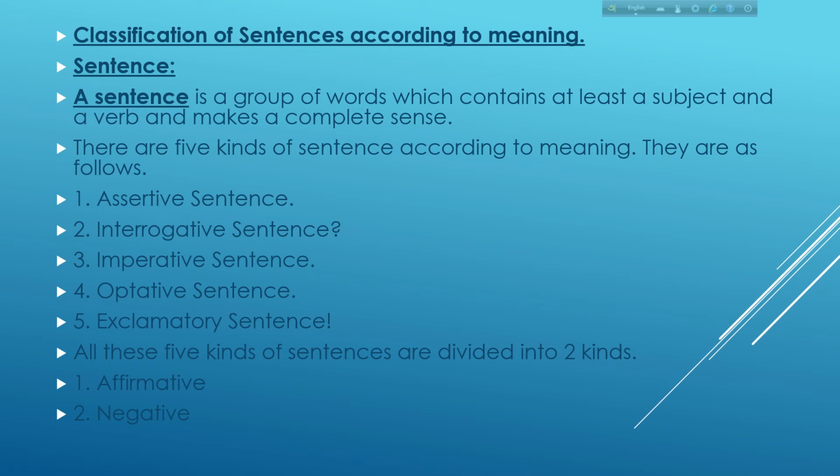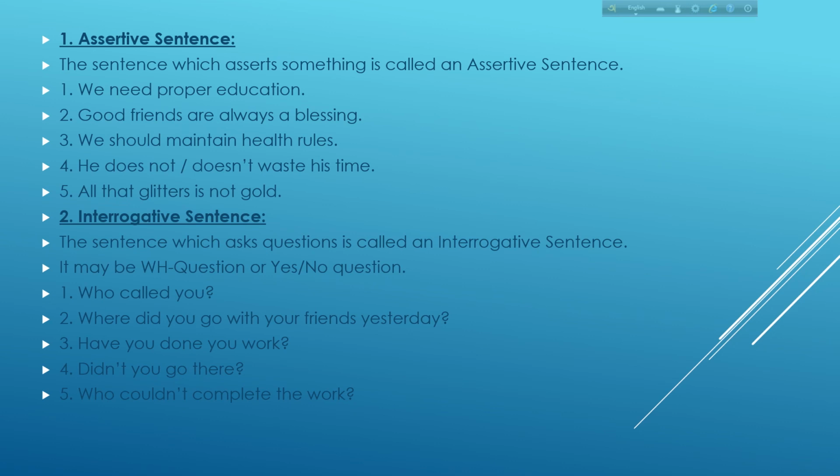So all these 5 kinds of sentences are divided into 2 kinds, that is affirmative and negative. That is, an assertive sentence can be affirmative or negative. An interrogative sentence can be affirmative or negative. In this way the exclamatory sentence also can be affirmative and negative. Similarly, imperative and optative.